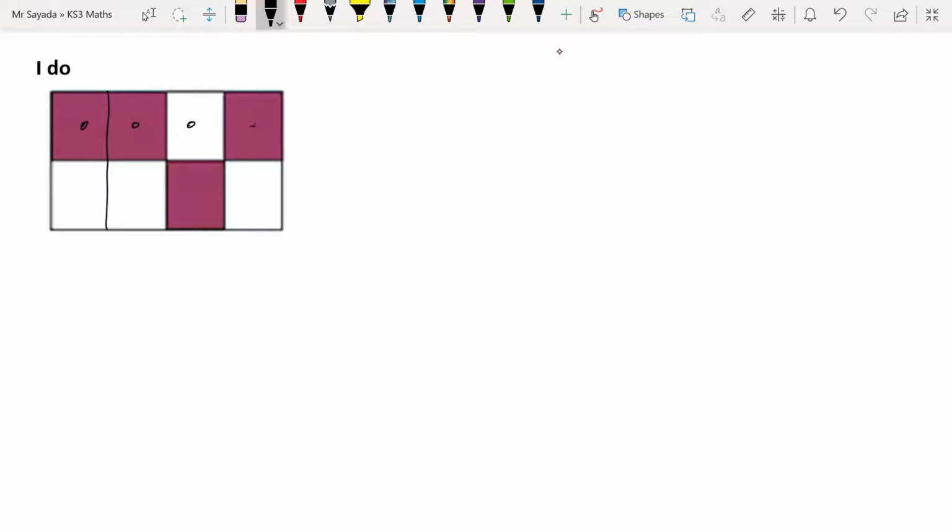1, 2, 3, 4, 5, 6, 7, 8. So I put 8 on the bottom. And how many of them are shaded? 1, 2, 3, 4. 4/8. For those of you who are already a bit more advanced in this, that is the same as a half. But for now, we're just going to write it as 4/8. If you found either of those examples difficult, go back, watch them again, carry on once you're ready.